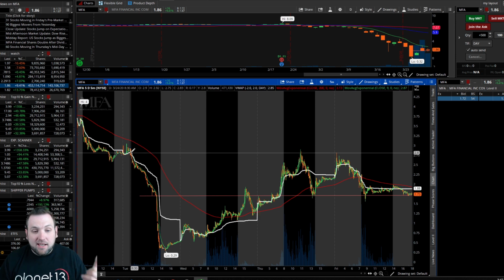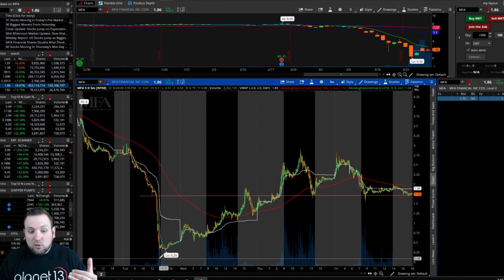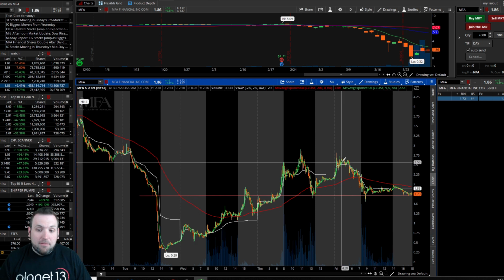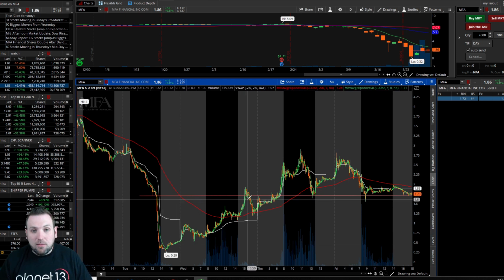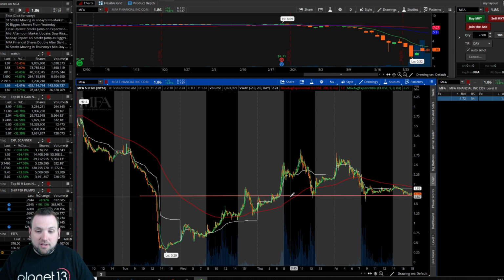If a stock comes down that fast, most likely it's going to come back up. Now, it might not come back up to this extent, but it will still come back up somewhat. There's always bounces on stocks.